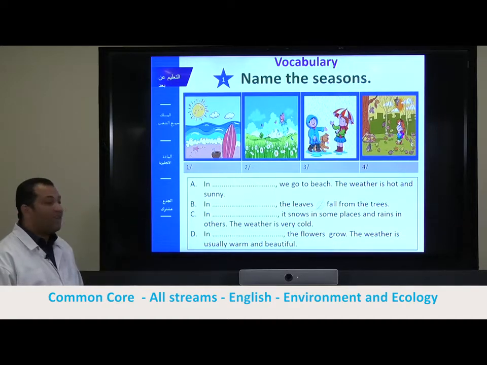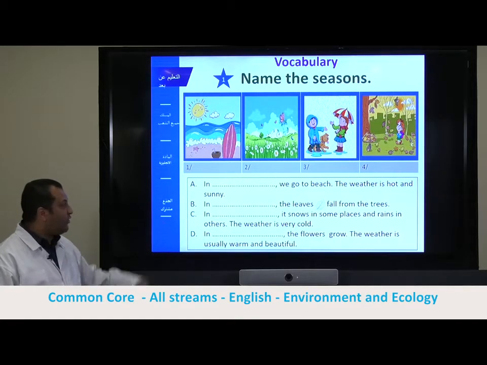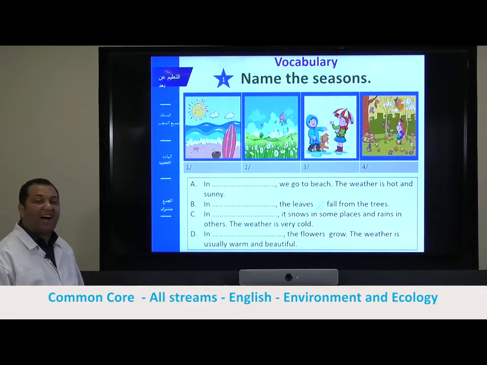Number C, in this season, it snows. Like in some places, it snows in some places and rains in others. The weather is very cold.